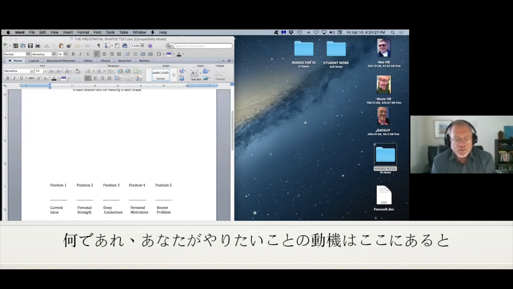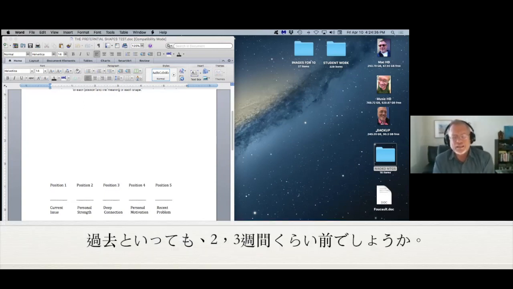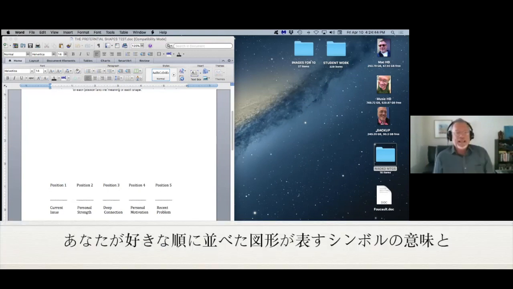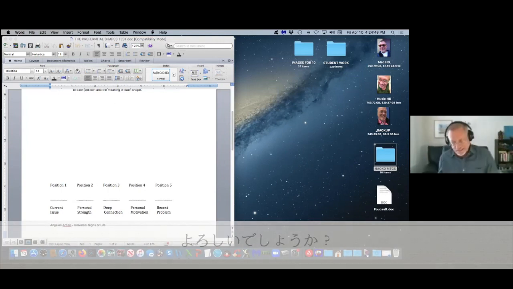And so then position 5 symbolizes some recent problem that happened, probably within the last few weeks. And so now that symbol is there symbolizing that for you. Okay. So once you have what the symbols mean, and then you have what the positions mean, you can begin to do readings. Okay.